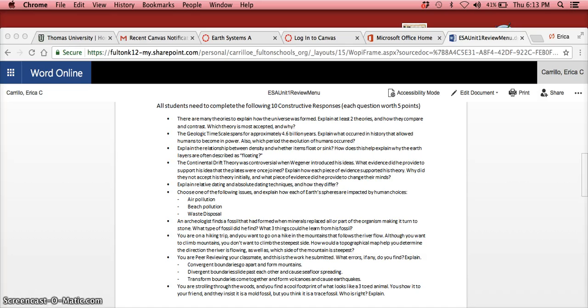Explain the relationship between density and whether items float or sink. How does this help explain why the Earth layers are often described as floating? Well, we know that if the object's density is higher than what liquid they're being placed in, then it is going to sink. If it is less than the density of the liquid it is being placed in, then it will float. How does this relate to our floating earth layers?